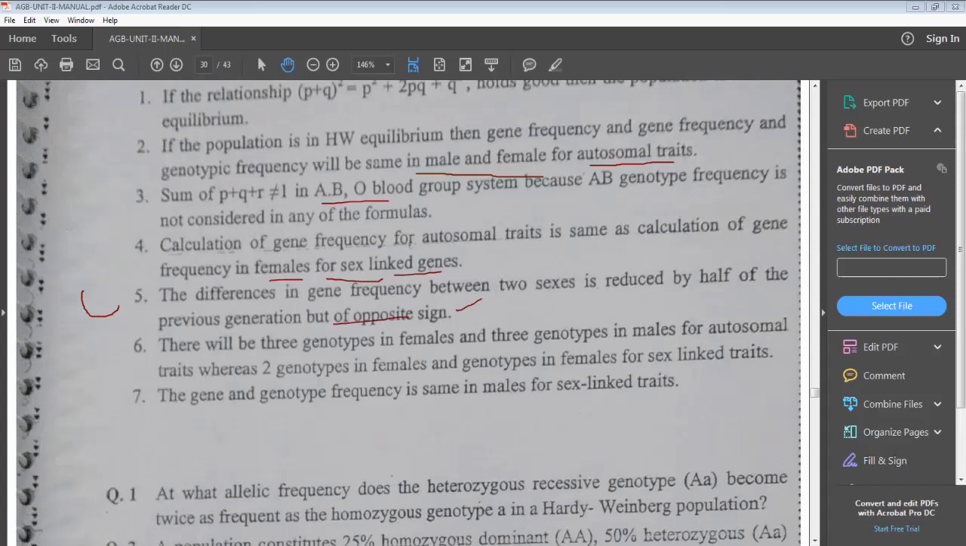There will be three genotypes in females and three genotypes in males for autosomal traits, whereas there are two genotypes in males and three in females for sex-linked traits. The gene and genotypic frequencies are the same in males for the sex-linked traits. These are the important points which you have to remember. Now we'll start our numericals.